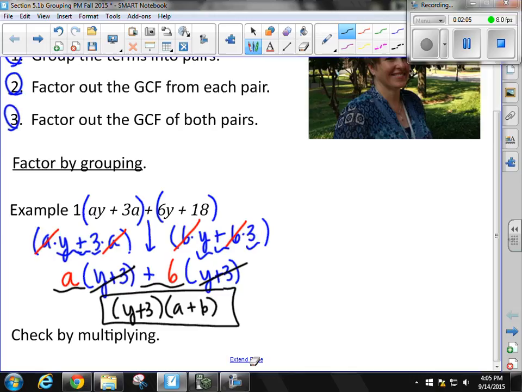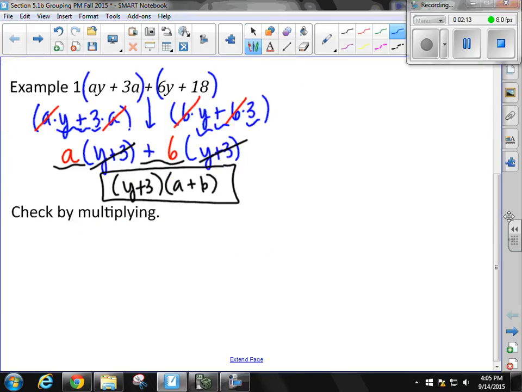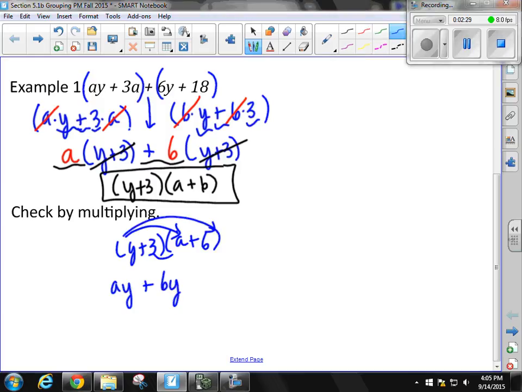Now we can check by multiplying. If I do a multiplication or a FOIL of y plus 3 times a plus 6, I should get what I had started with. Y times a, or ay, plus y times 6, or 6y, 3 times a plus 3a, and 3 times 6 is plus 18. If you look at the original problem, it's exactly the same 4 terms. The middle 2 terms are in the opposite order, but it still gave us all 4 terms. It checks.